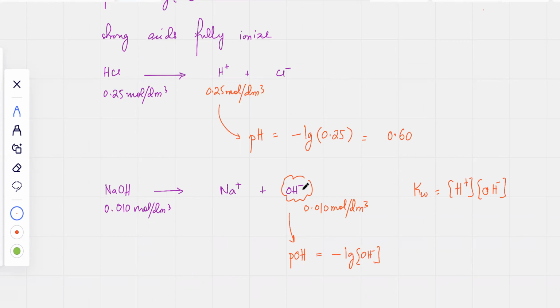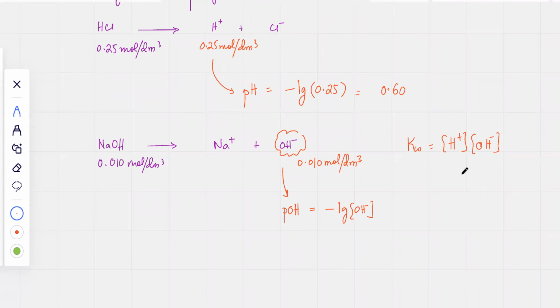But if somebody is going to ask you about H+1, you can use this expression. You know the value of KW, it's 1 times 10 power minus 14. You can plug in the value of OH ions and you can get the concentration of H+1 ions. So that's one way of doing that. Or you can just keep things in log. You can find pOH. What is pOH over here?